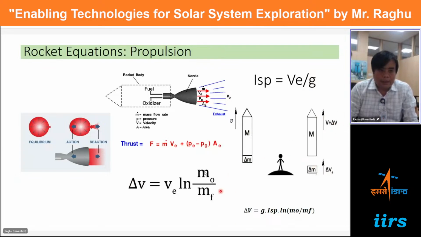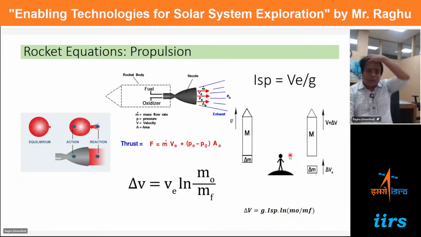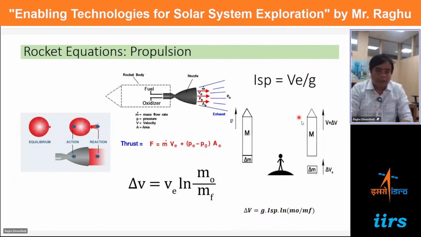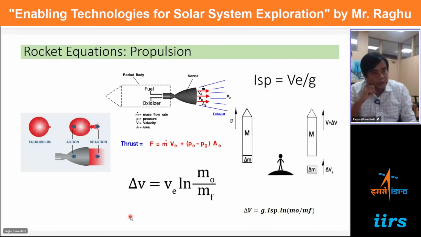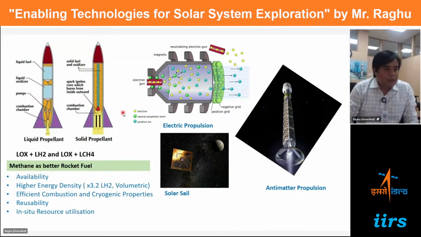Then we can also find out how efficiently the fuel is being burned or utilized. That is given by the specific impulse, Isp. If you substitute the exhaust velocity, everything is related to it, and we can finally arrive at the change in velocity in terms of g and Isp, and the change in mass. This is called the famous Tsiolkovsky equation.